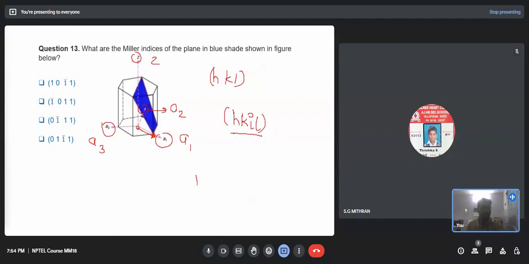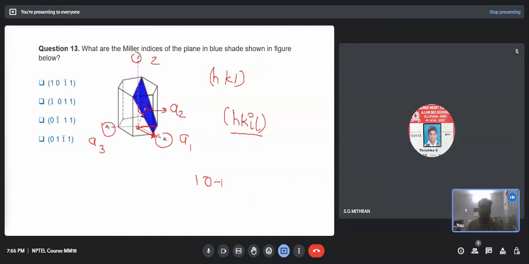Then see in the A2, you can see it is not intersecting at any point, so we can consider it as a 0. Now if we move further toward the A3, here you can see it is not at all intersecting, but it is intersecting at the negative side. Okay, so in the negative side, if it is intersecting for A3, we'll write -1 or 1 bar.